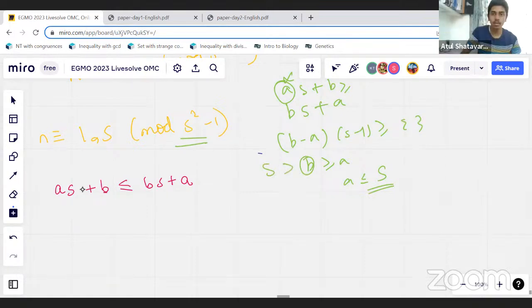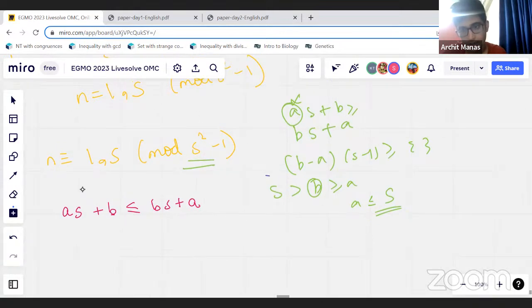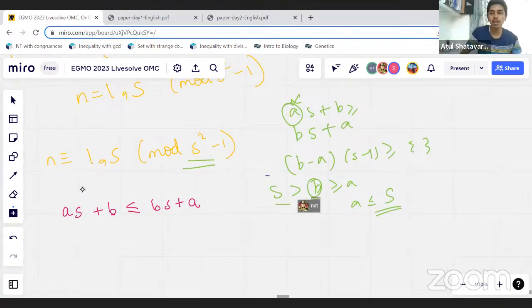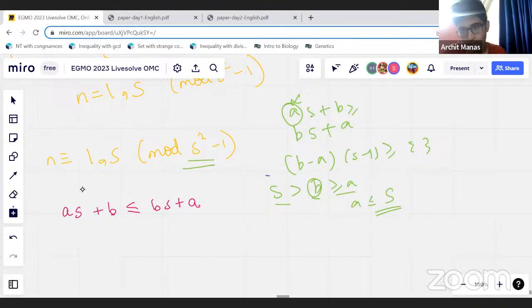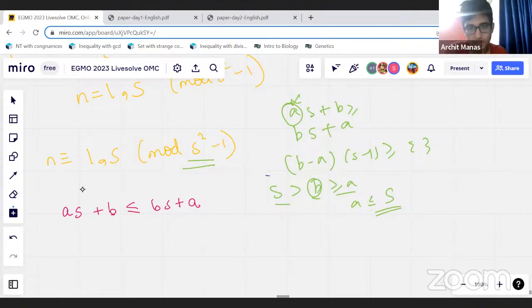So if it does not decrease, if it's at least as large even after that, then you must have s greater than b at least a, which means a is less than s. If both a and b are less than s, then it cycles: as plus b goes to bs plus a, and then it cycles back to as plus b. But that's not possible because modulo s squared minus 1 you are 1 or s, so that won't happen. It won't work out, right?